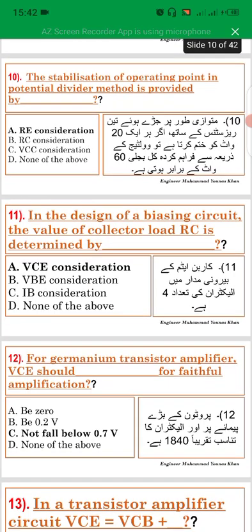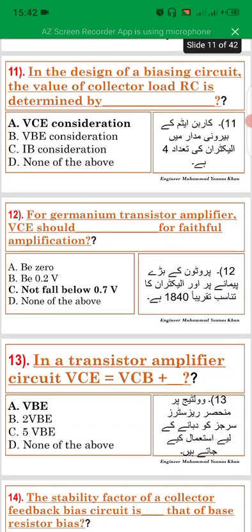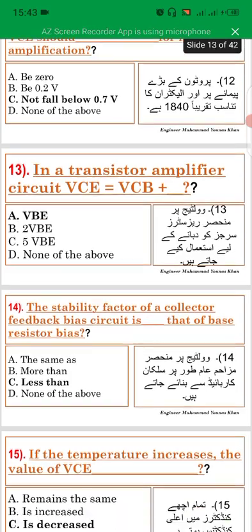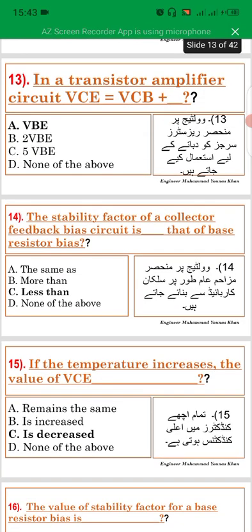The stabilization of operating point in potential divider method is provided by RE consideration. In the design of a biasing circuit, the value of collector load RC is determined by VCE consideration. For a germanium transistor amplifier, VCE should not fall below 0.7 volt for faithful amplification. In a transistor amplifier circuit, VCE is equal to VCB plus VBE.